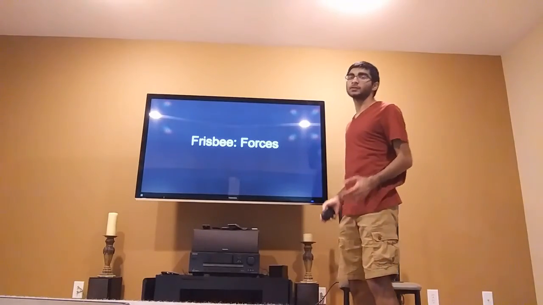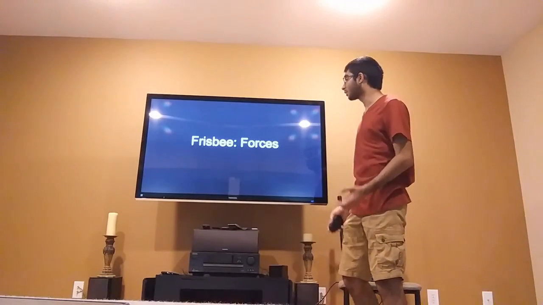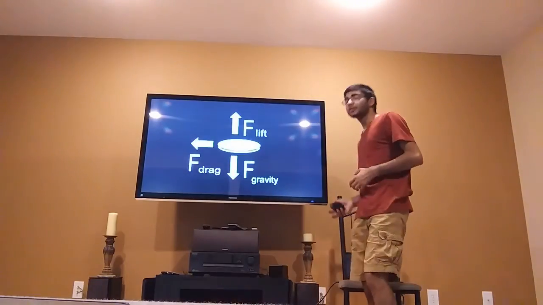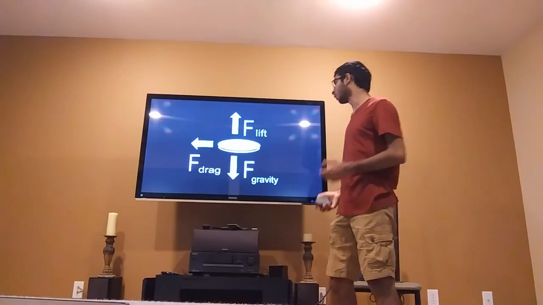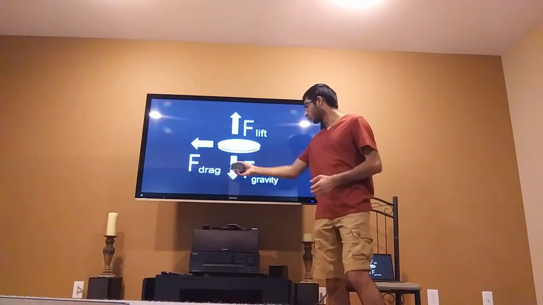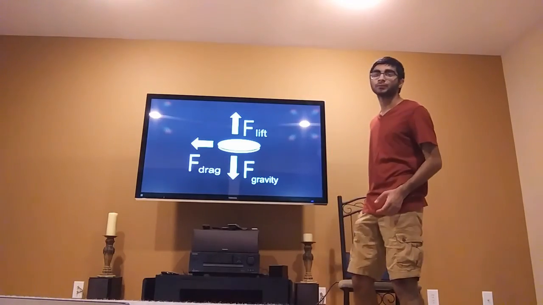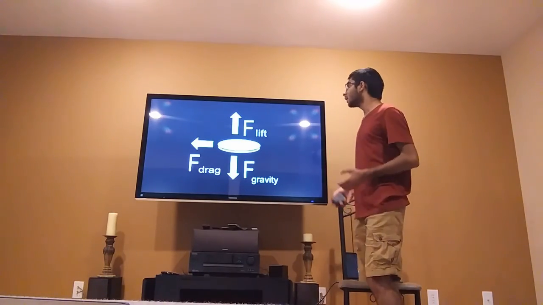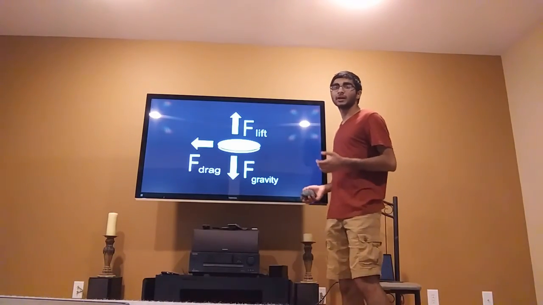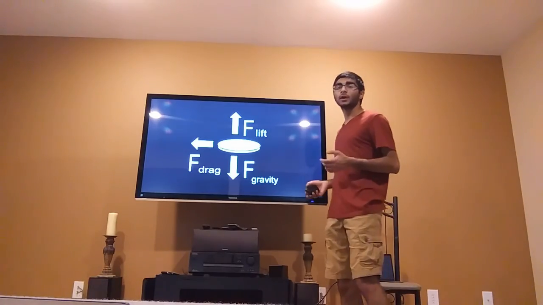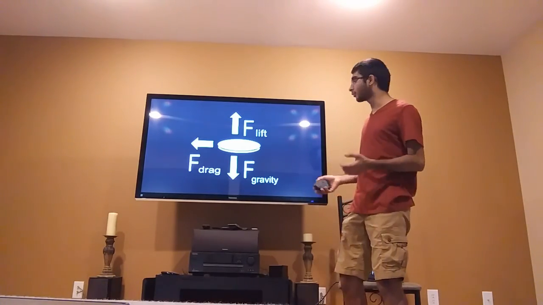Another physics field that applies to a frisbee is the effect of forces. There are three forces that affect a frisbee's motion: the force of lift, the force of drag, and the force of gravity. A very important detail is that the greater the exposure of surface area, the more the force will act upon the overall object.